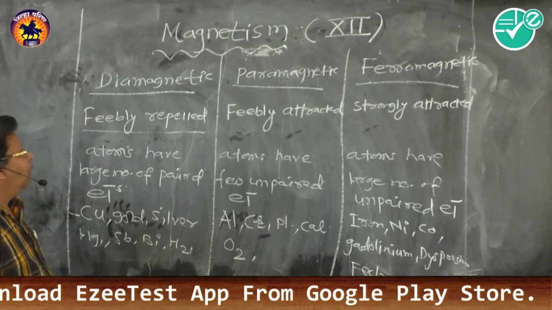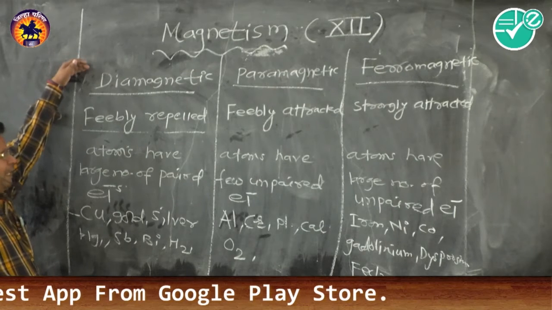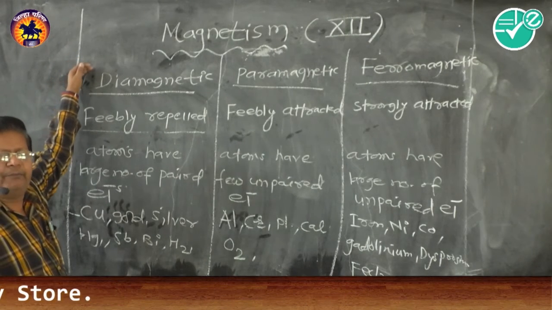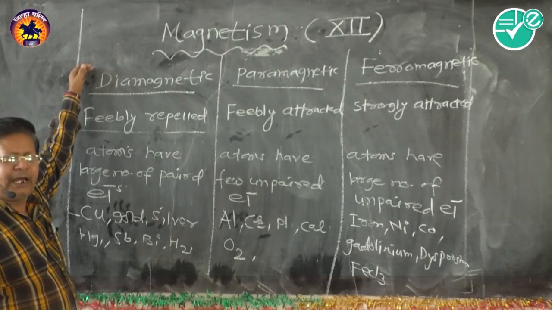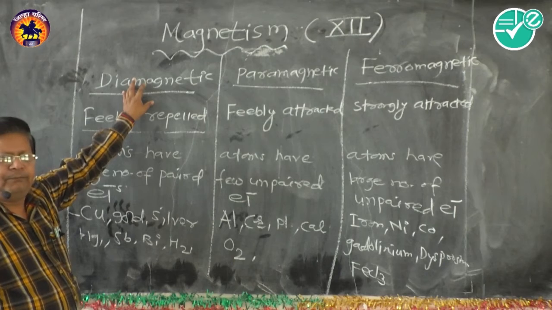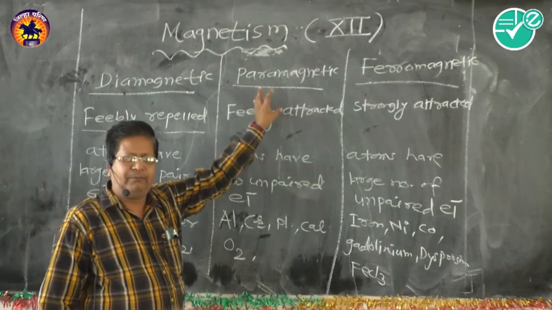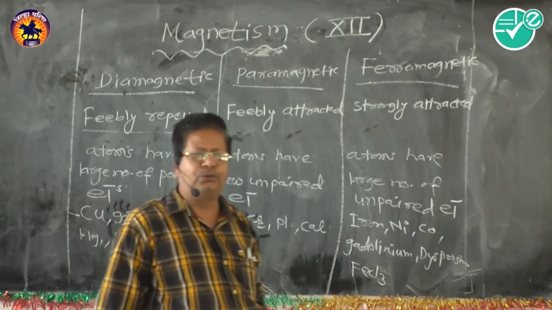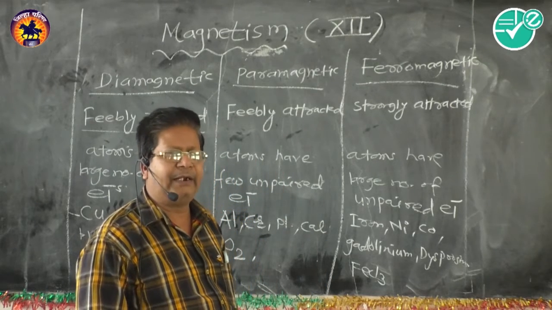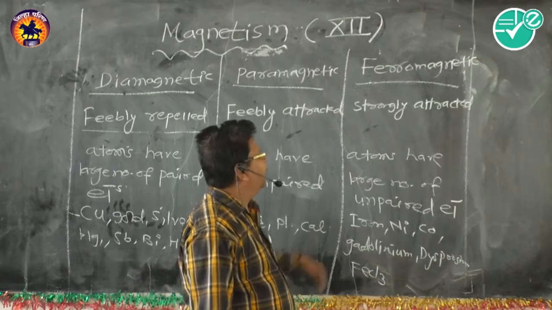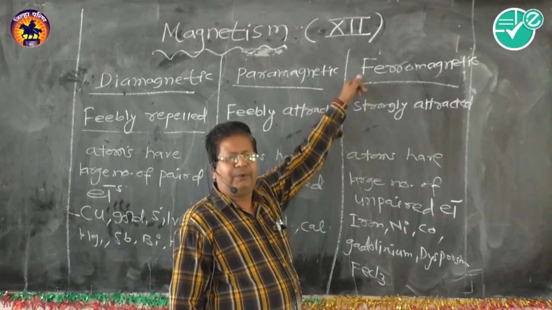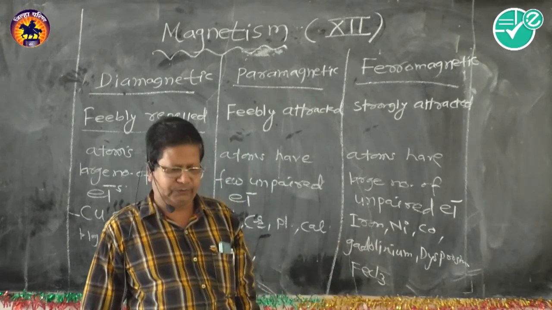So, from the examples of diamagnetic material, paramagnetic material and ferromagnetic material, here we observe that diamagnetism and paramagnetism belong to three types of matter such as solids, liquids and gases. And in the case of ferromagnetic material, the examples are only from solids.